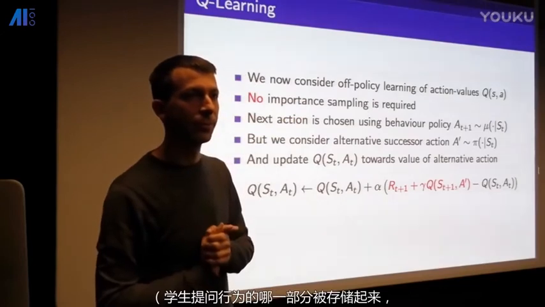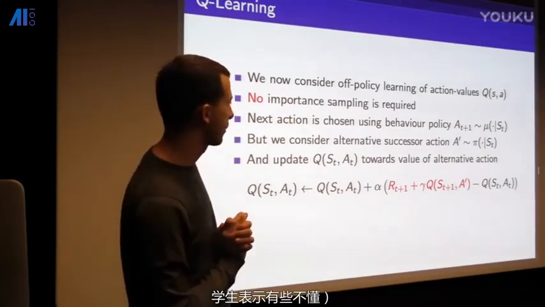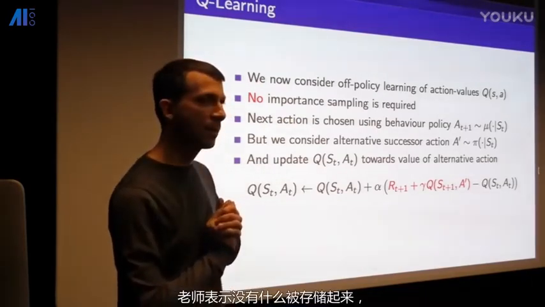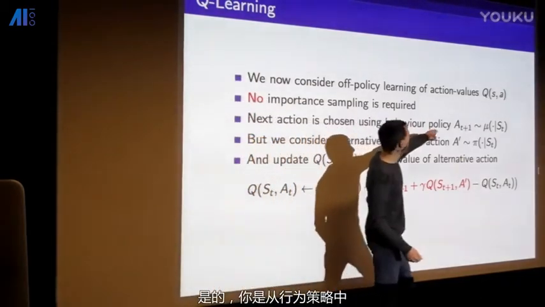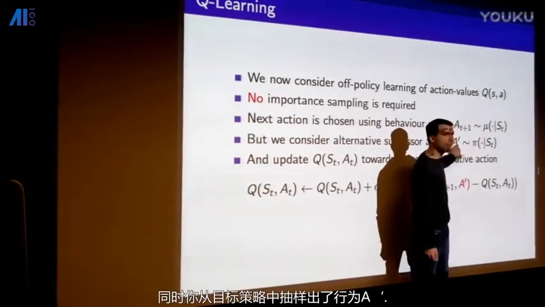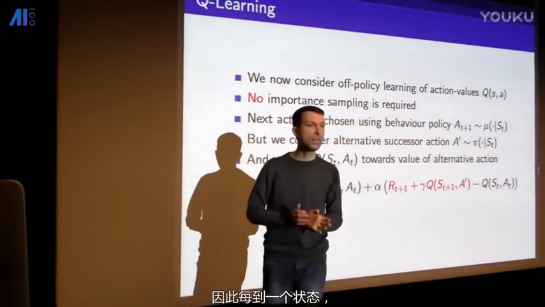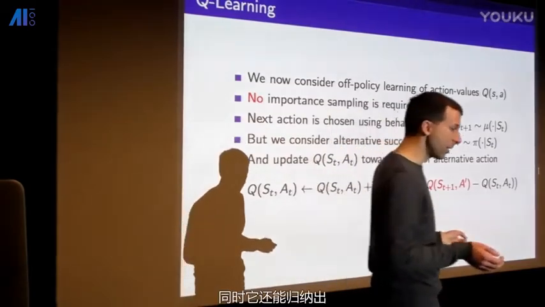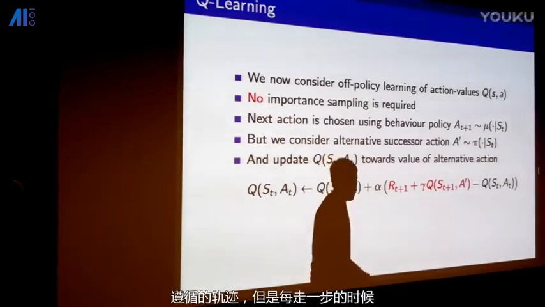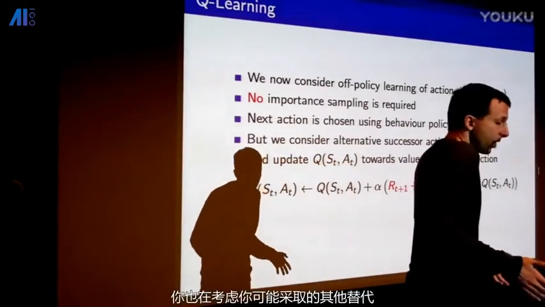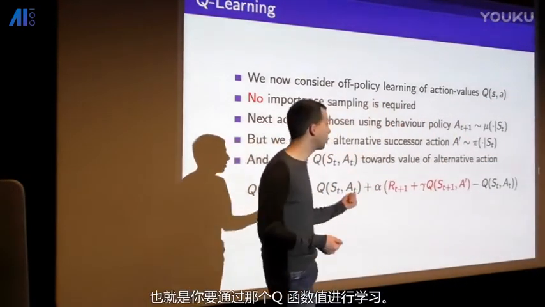Yeah. Can you just be clear, which parts are from your behavior that you stored and which is online in that last equation? Nothing is stored. Well, the Q values are stored. You're sampling A_{t+1} from your behavior policy, and you're sampling A prime from your target policy. So each time you get to a state, you're considering the thing you actually took, which is generating real behavior, and that's the trajectory you're actually following. But at every step, you're also considering some alternate action you might have taken, and that's the thing that you bootstrap from. You bootstrap from that Q value.